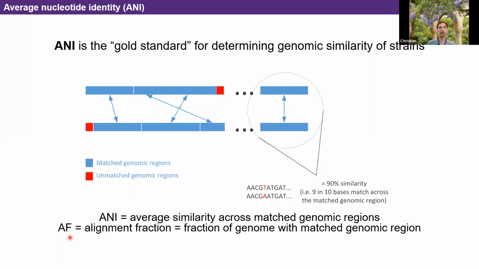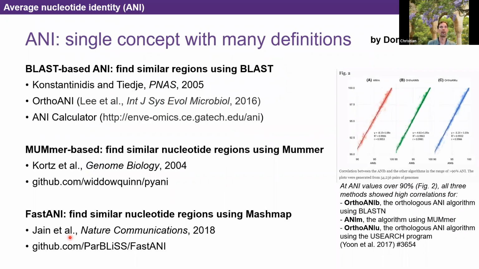I should also mention, in an overview that Donovan Parks from the GTDB team put together, that it is a single concept, but you can have different definitions if you look into detail, and that is mainly due to how ANI is calculated. Several tools use BLAST, others use MUMmer, and FastANI uses MashMap, right? So different ways to actually calculate the ANI. The good thing is, though, if you look at ANI values above 90%, and that's what we mostly use for dealing with species, then they are quite consistent.